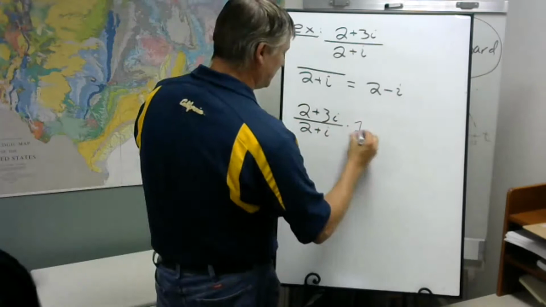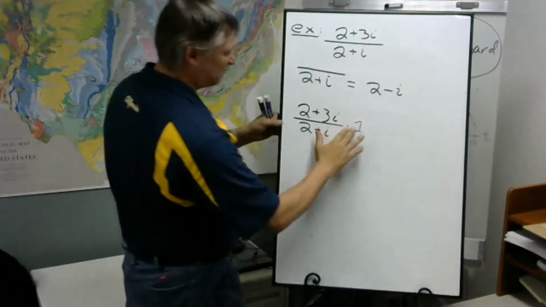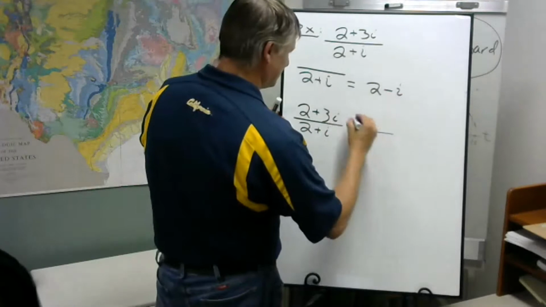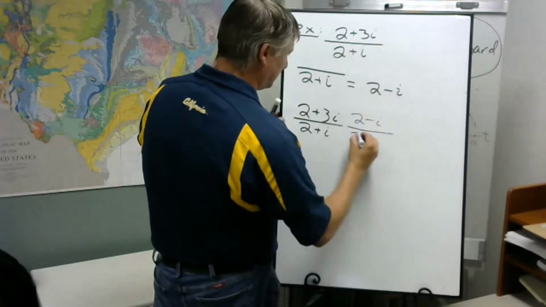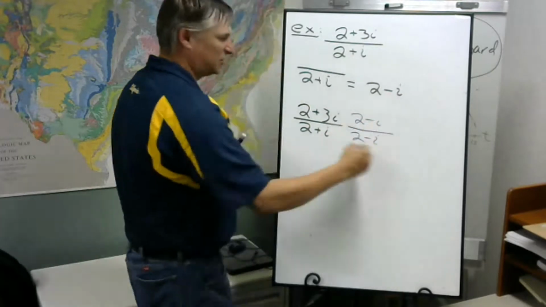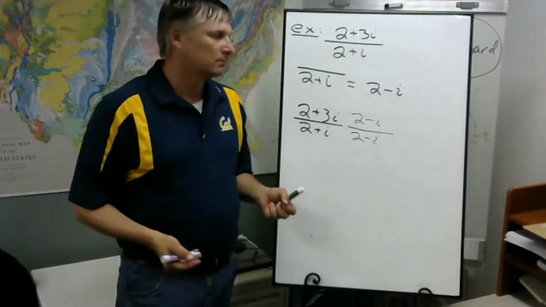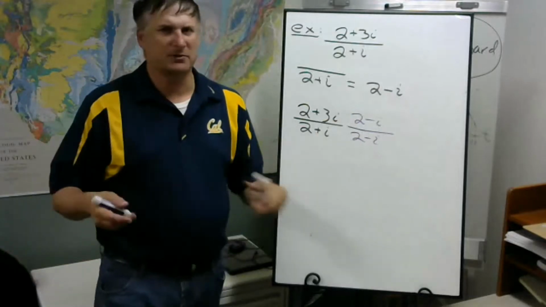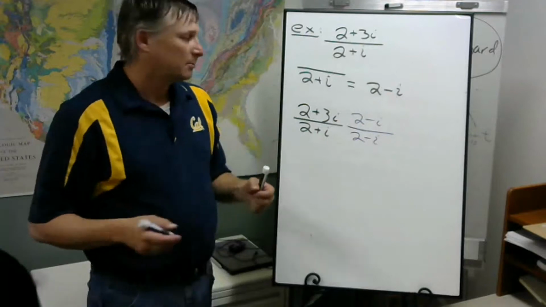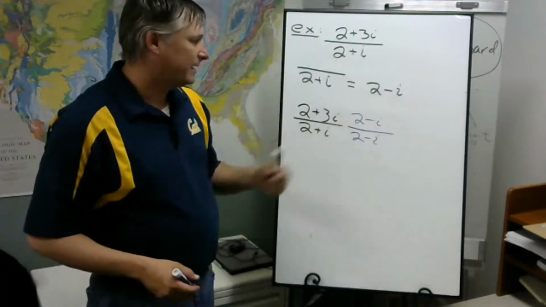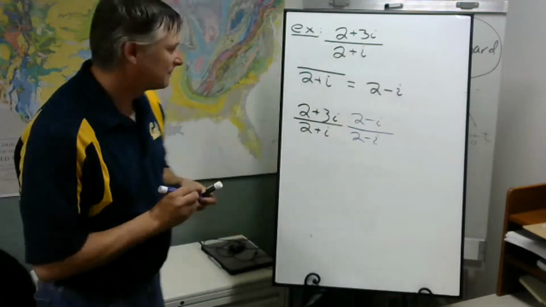Again, we're just multiplying by 1, but we can rewrite 1 as 2 minus i over 2 minus i. Again, this is just equal to 1. A number divided by itself is 1, except for 0. 0 divided by 0 is undefined. But all the other numbers, complex numbers included, a number divided by itself is just equal to 1.